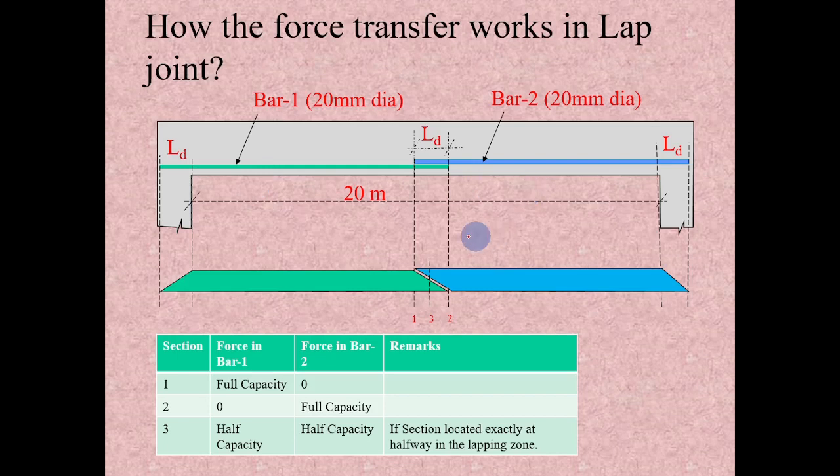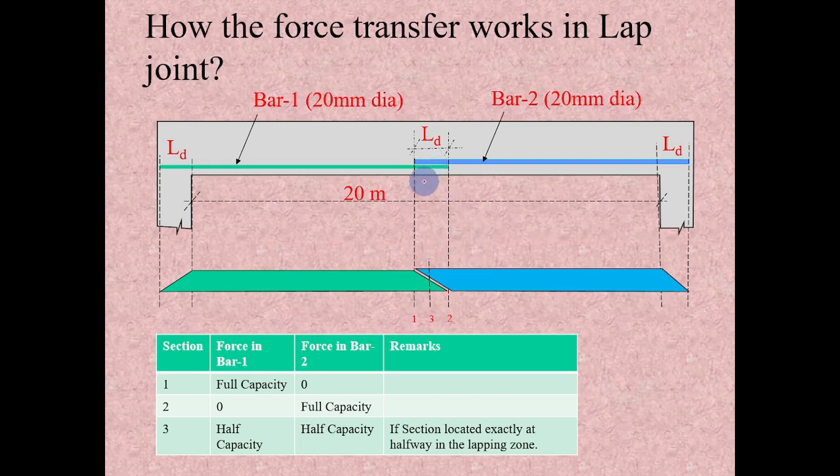In case of a mechanical joint, let us assume bar 1 is here and bar 2 is here. These two bars can be directly connected with the help of a coupler. So the force transfer will be directly from this bar to that bar through the coupler. There is no force transfer here from the rebar to concrete and concrete to rebar.